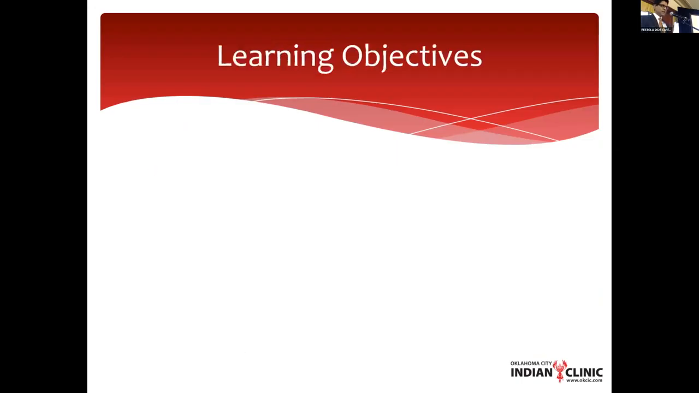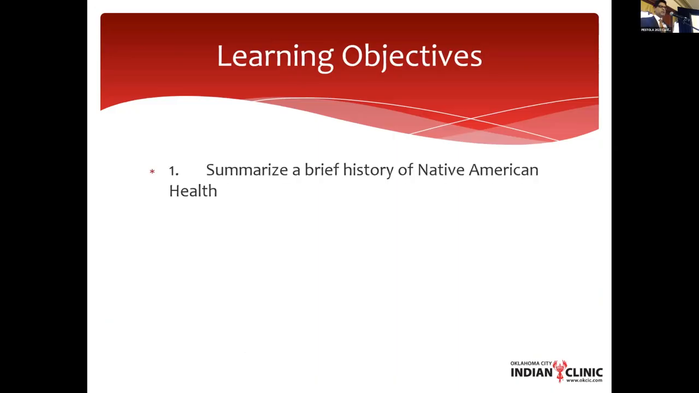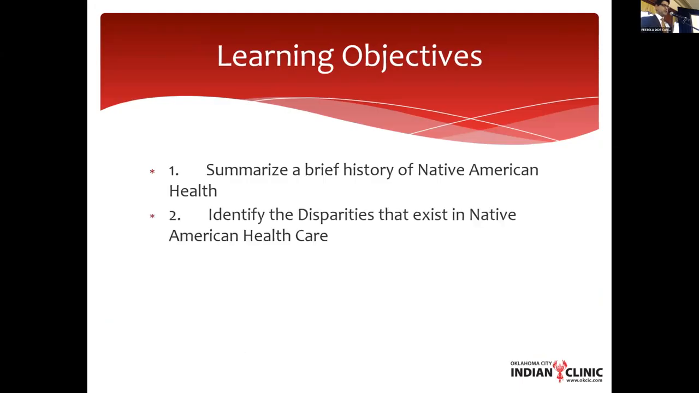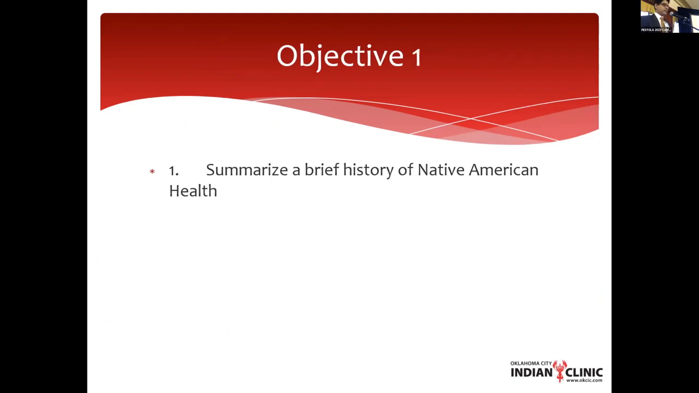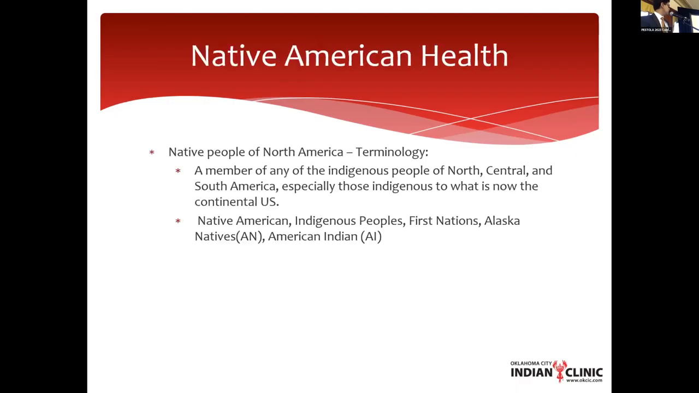So the learning objectives for this evening are to summarize a brief history of Native American health, to identify disparities that exist in Native American healthcare, and to describe the healthcare for American Indians in Oklahoma, mainly focusing on Oklahoma City Indian Clinic. Moving on to my first objective, we'll briefly see the first two objectives. I'm going to spend very little time on them, focusing more on the third one, but moving on to the first one, summarizing the brief history of Native American health.